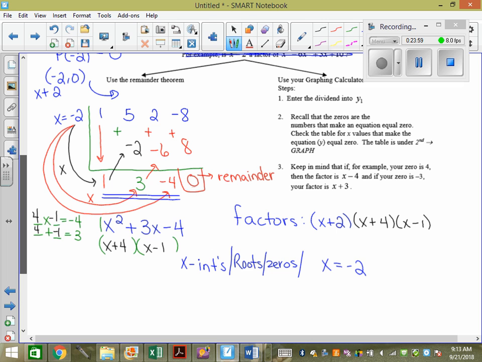I can have at max 3 factors because it's x cubed, right? When you did x squared, how many factors did you possibly get? 2. How many roots could you possibly get max? 2. So if it's cubed, you can get at max 3 factors or 3 roots. So what are my roots? These are my factors. Negative 2, negative 4, and 1.